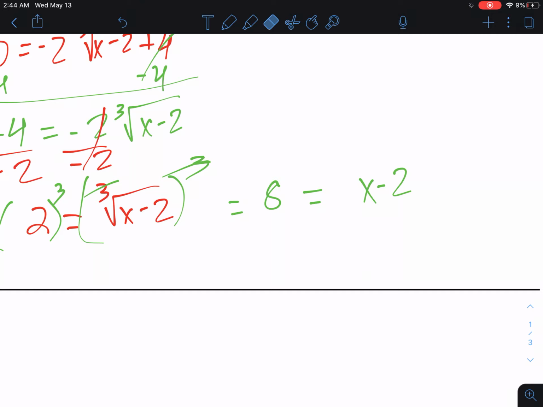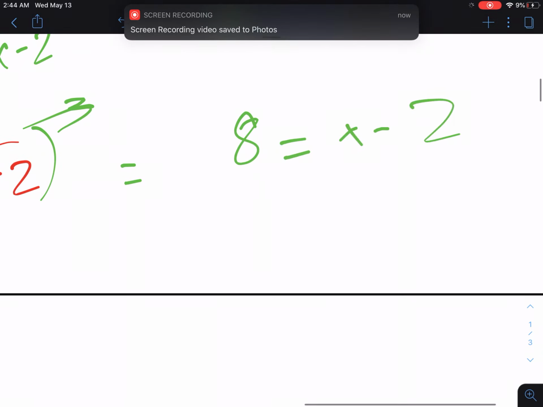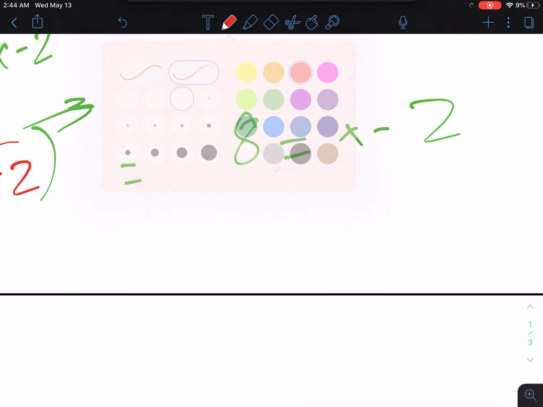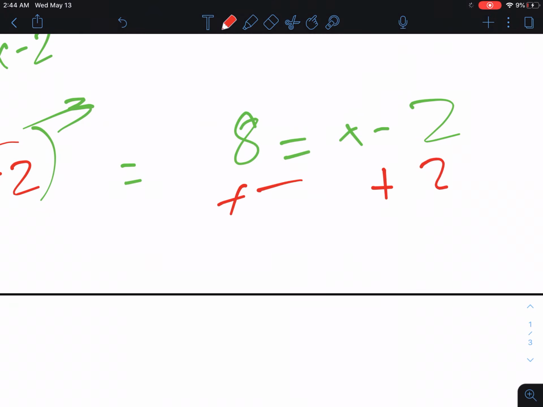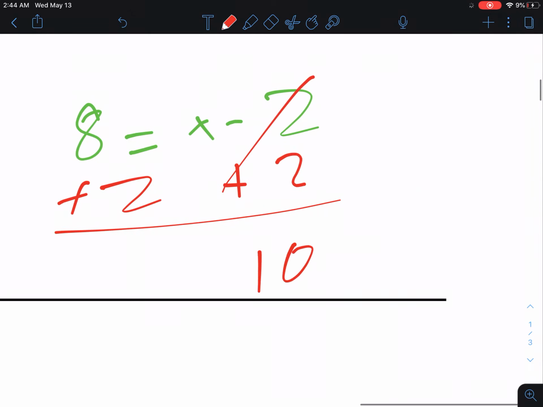And now I would have to add 2 to both sides. So I'll rewrite it and I'll add 2 to both sides. So it would be 10 equals x. And that would be our final answer.